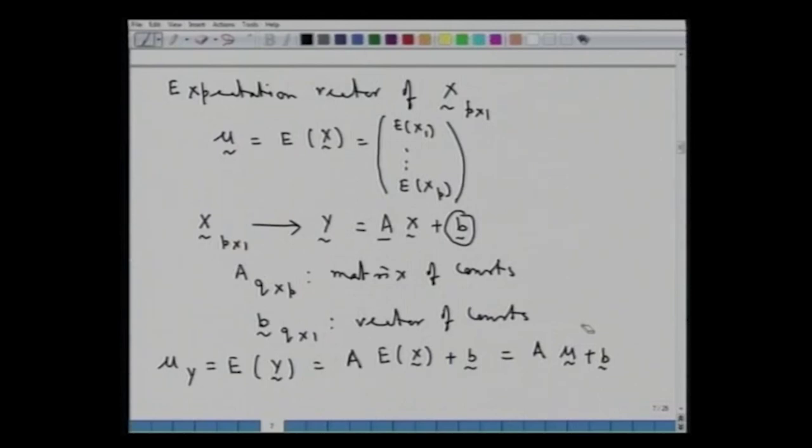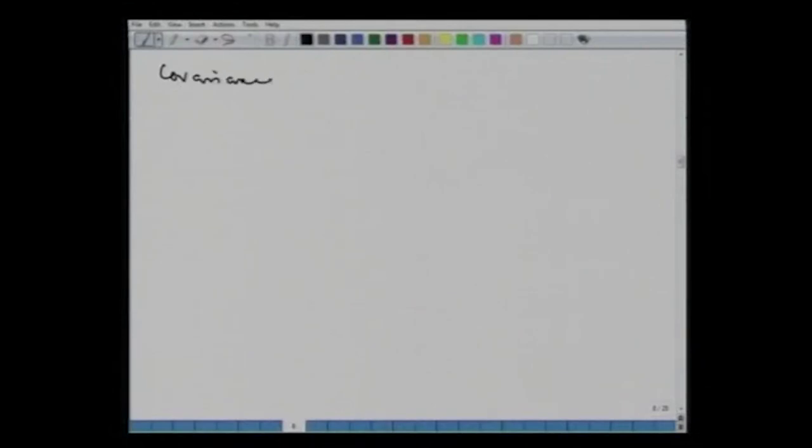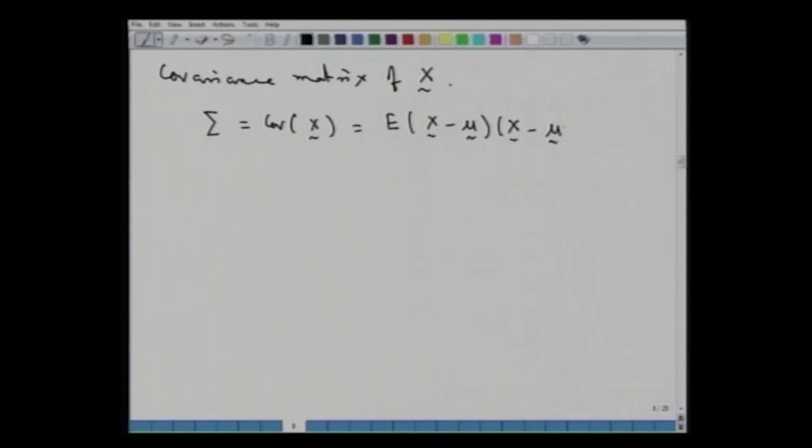Right. Having defined this expectation vector, we move on to defining what we mean by the covariance matrix of this random vector x. Let us denote that by sigma, the covariance matrix of x, which is given by the expectation of x minus the expectation of x, which we have already denoted by this mu vector, times x minus mu transpose. So, this mu is basically the expectation vector of the random vector x.